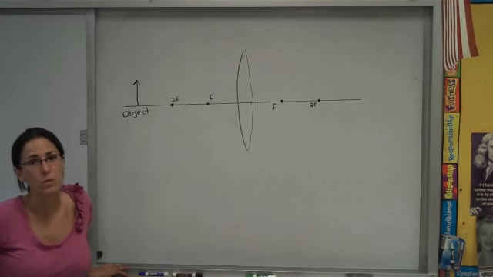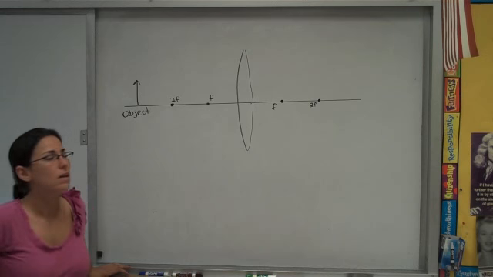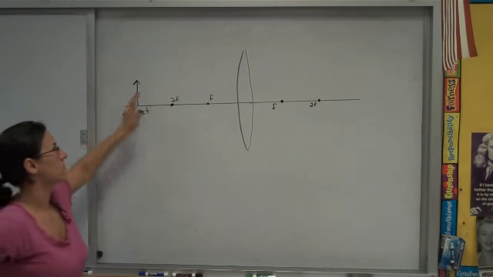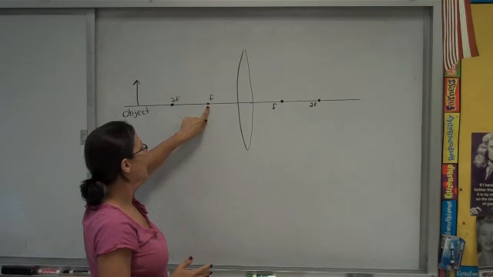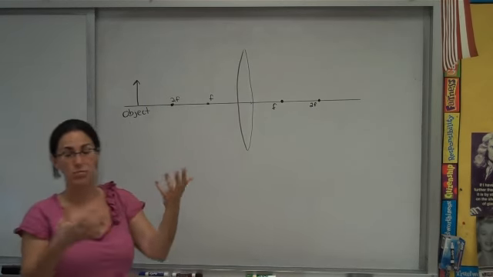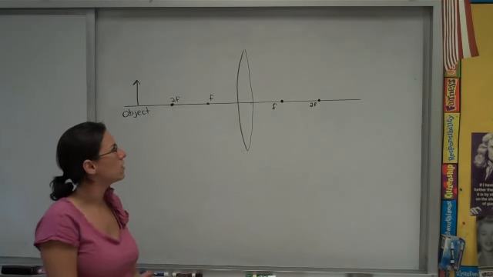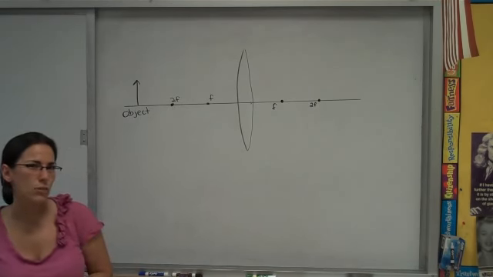Let's go over some of the rules for drawing ray diagrams with converging lenses. So I've drawn an object here, drawn my lens. I've got F, the focal point, and 2F labeled on both sides because it's a piece of glass, it's see-through, so it's kind of symmetric on both sides. A lot of these rules are going to seem really familiar.